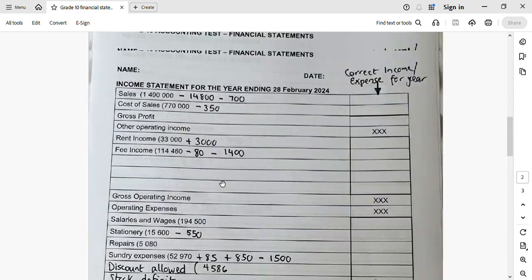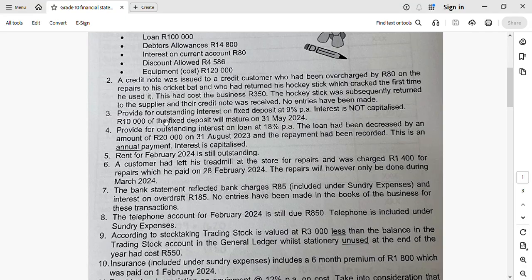Okay, the next one. Provide for outstanding interest on fixed deposit at 9% per annum. Interest is not capitalized and 10,000 Rand of the fixed deposit will mature on the 31st of May.